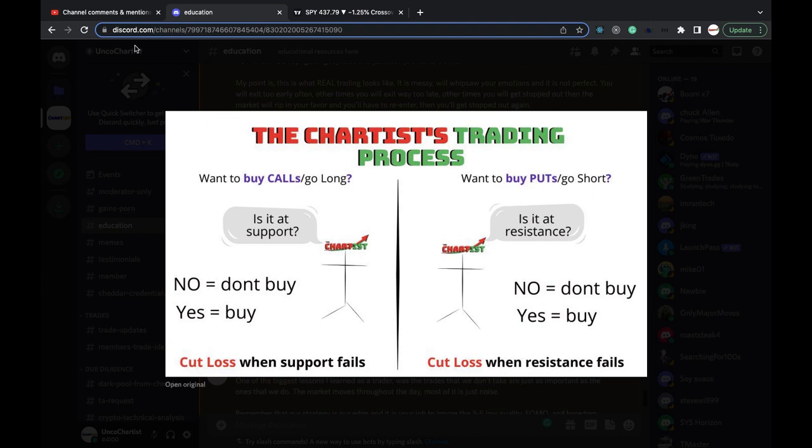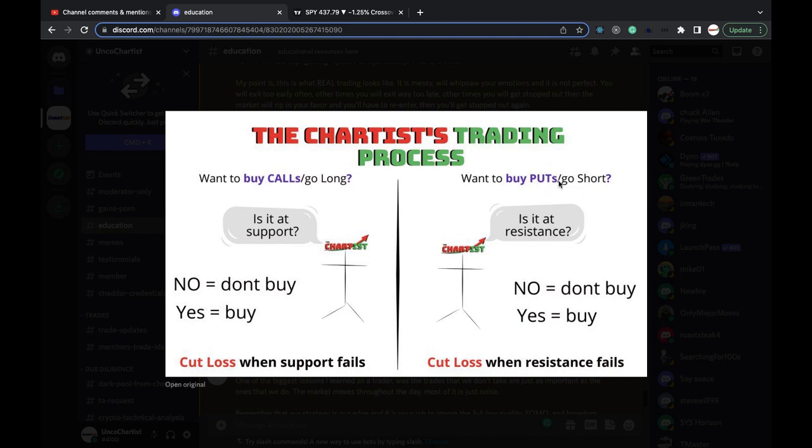So first thing I want you guys to take a look at is what my nephew the Charters created, a little cheat sheet, very simple, very extra simplified, okay? You want to buy calls or go long? Is it at support? Ask yourself that, right? No, don't buy. Yes, equals a buy.